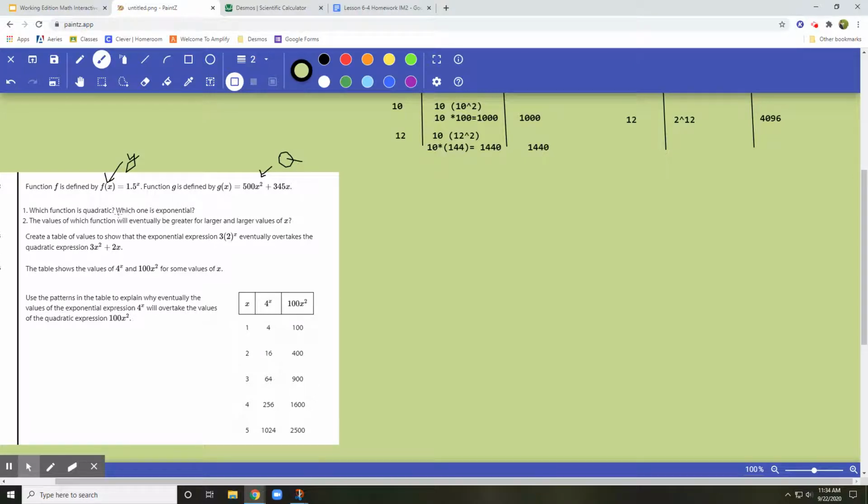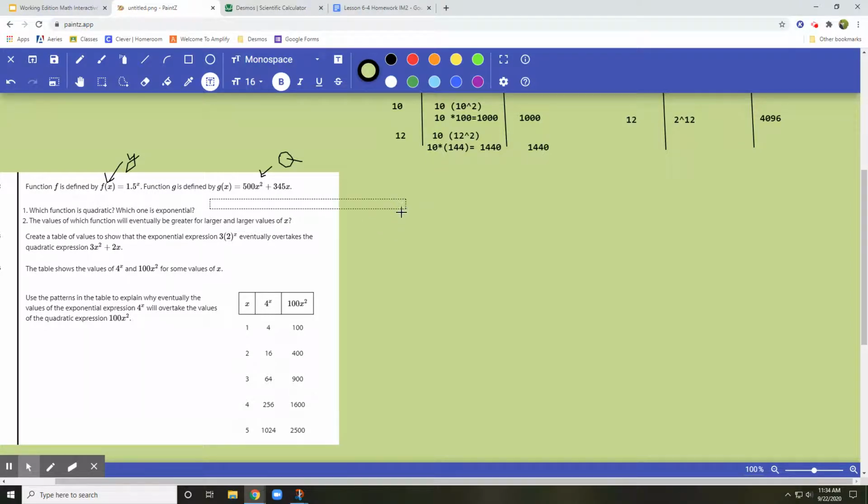Which function, I should have read ahead. Which function is the quadratic? We know that g of x is the quadratic because, here, I'll type it out here. G of x has an x squared, so it is quadratic. You make a definition for when you tell me which one is exponential. The value of which function will be greater for larger and larger values of x.